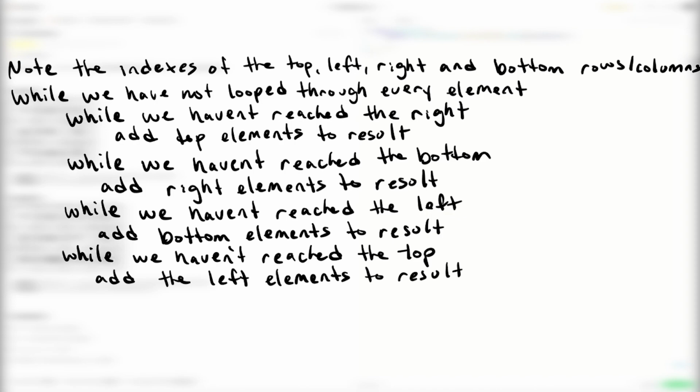We will keep doing this pattern over and over until we run out of elements. So when we're out of elements, we will go ahead and return that result. So a simple enough algorithm. Let's go ahead and take a look at an example.